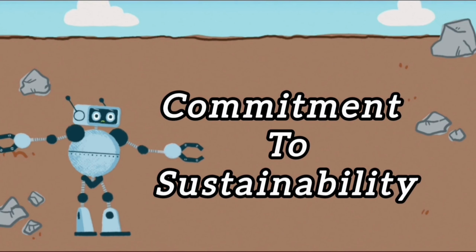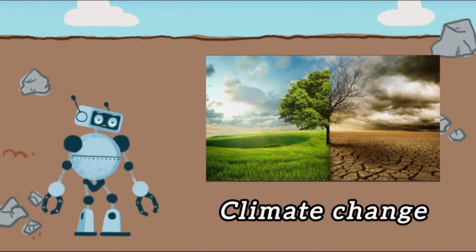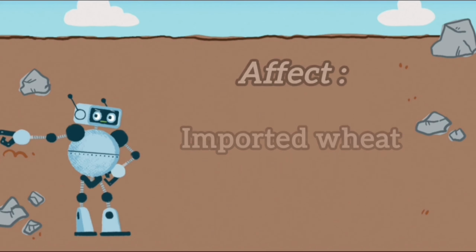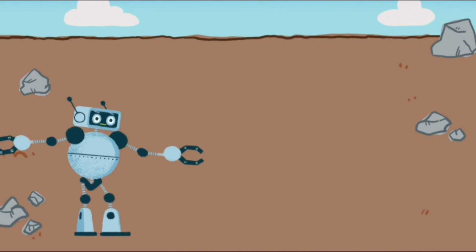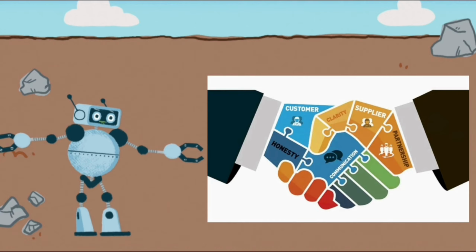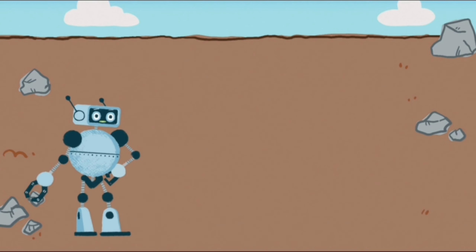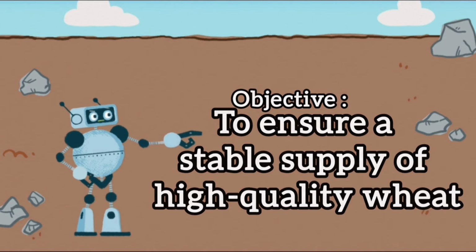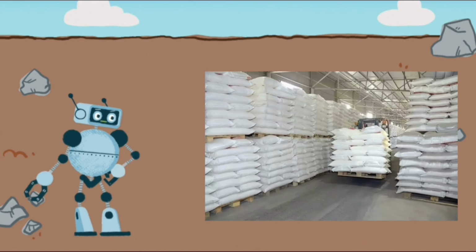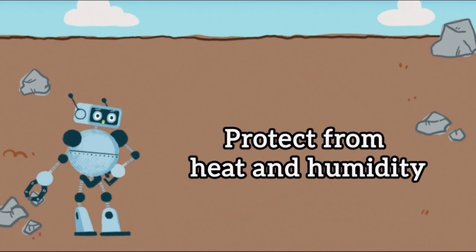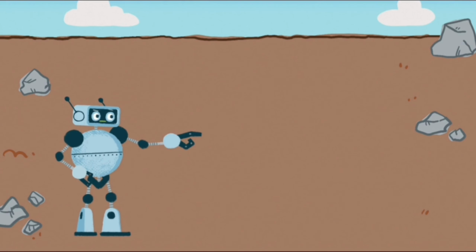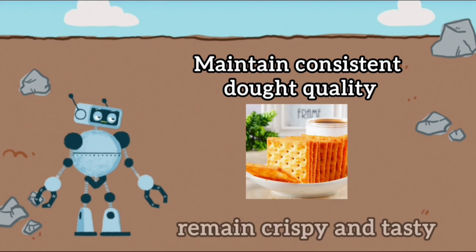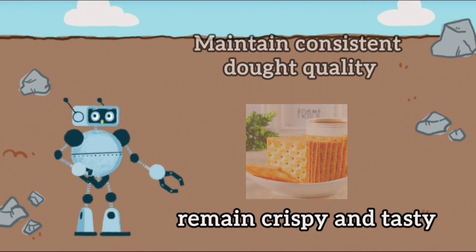For commitment to sustainability, we focus on adapting to climate change, which can affect the supply of imported wheat used in our biscuit crackers. To manage this, we work closely with trusted suppliers from countries such as the United States to ensure a stable supply of high-quality wheat. We also store the flour in clean, dry and cool conditions to protect it from the heat and humidity. This helps maintain consistent dough quality, ensuring our biscuit crackers remain crispy and tasty while reducing waste.